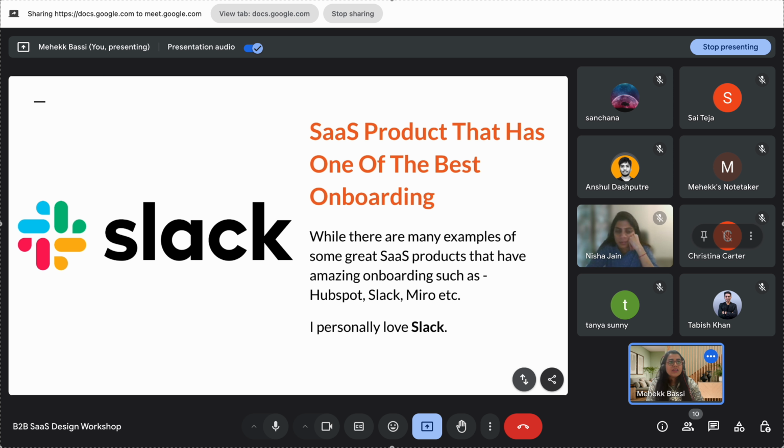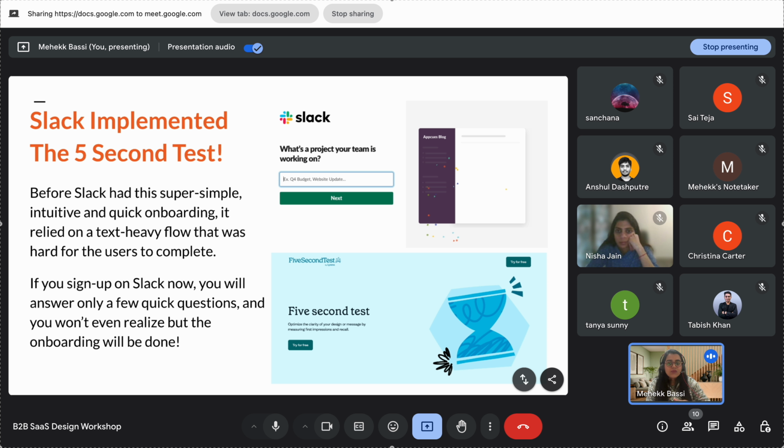The SaaS product that has one of the best onboarding, in my opinion, this is my personal opinion, your opinion can differ, is Slack. I personally love it. Slack is the communication channel between employees and colleagues in many companies at this point, so it has become an industry standard. And the thing is, Slack was never this easy to onboard. Users did not find it that easy to onboard previously.